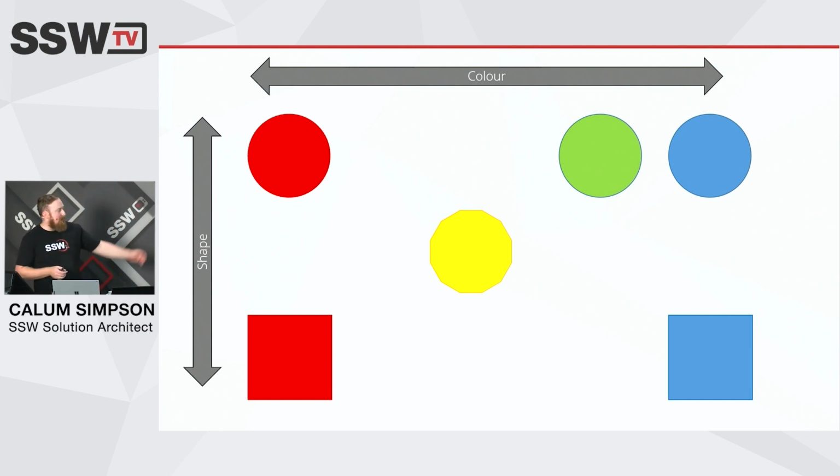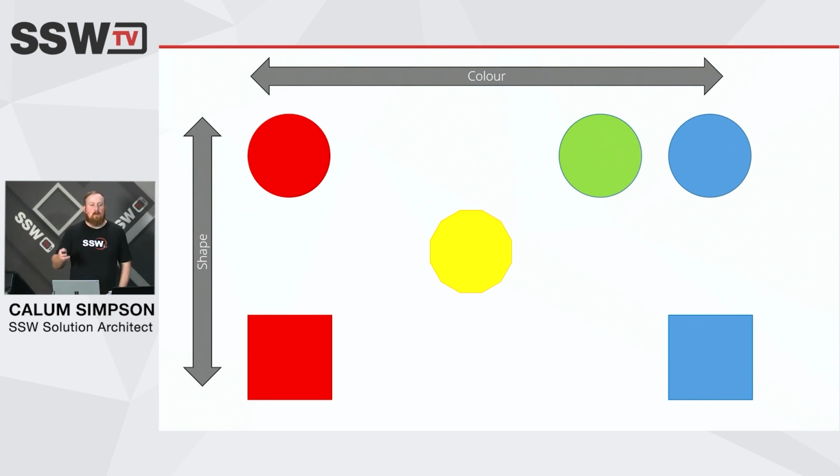And then we've got a yellow dodecahedron, trust me, I counted, that means 12. There's a yellow dodecahedron in the middle, right? So it's halfway between a circle and a square, I guess. And it's halfway between red and blue, as well. So that's basically how it works. It's basically plotting an item somewhere in space based on its attributes, and then being able to find similar ones just by looking at where it is in the space.